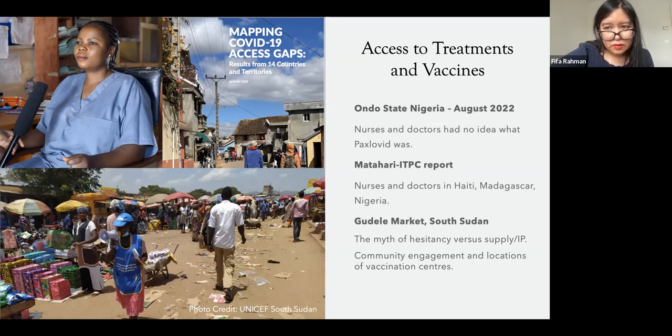We also learned that with Paxlovid, which of course the global North got a lot earlier than other people, folks, and by folks, I mean nurses and doctors, did not know what it was. They didn't know what novel antivirals were. They didn't know what Paxlovid was. And this was in August 2022. This was much later than loads of countries in the global North, of course, had access to Paxlovid.